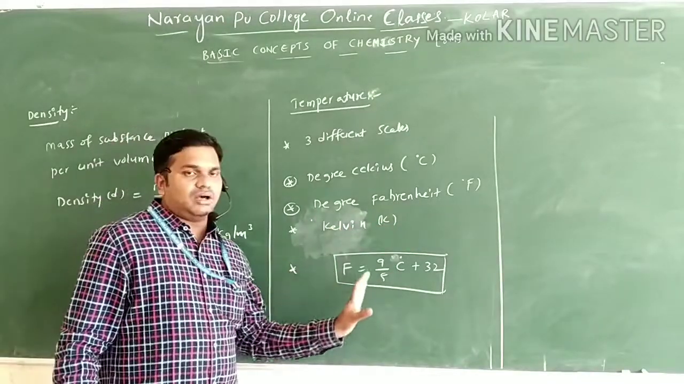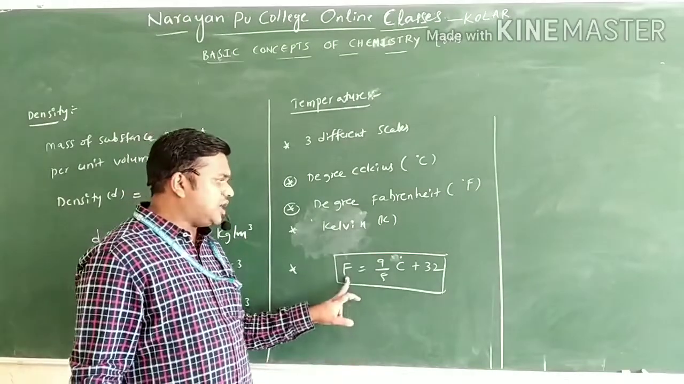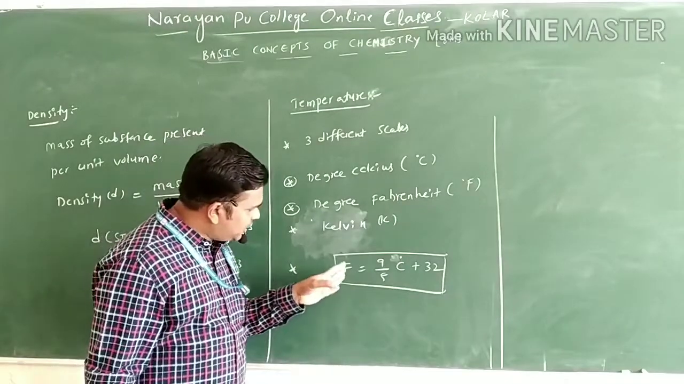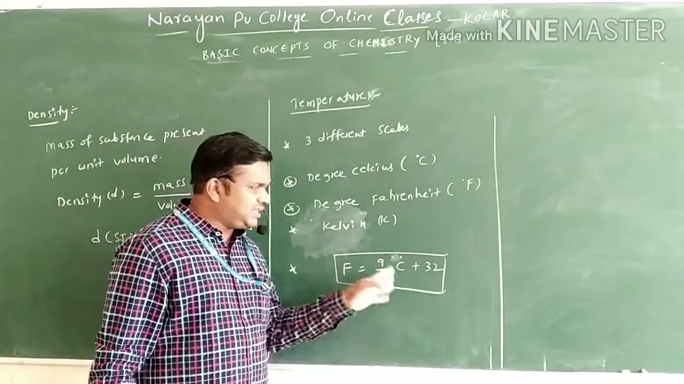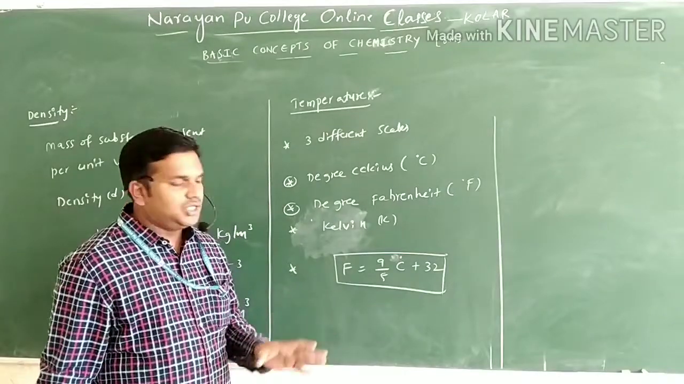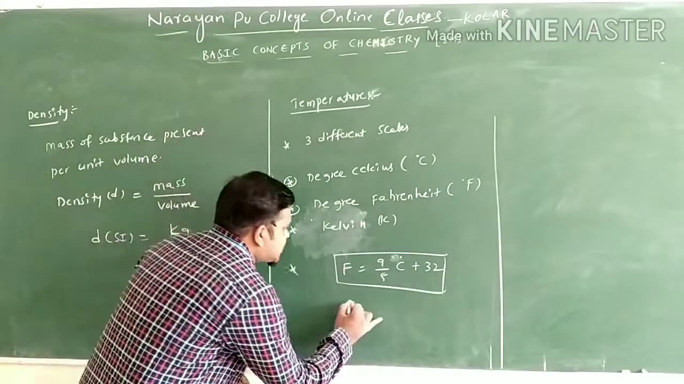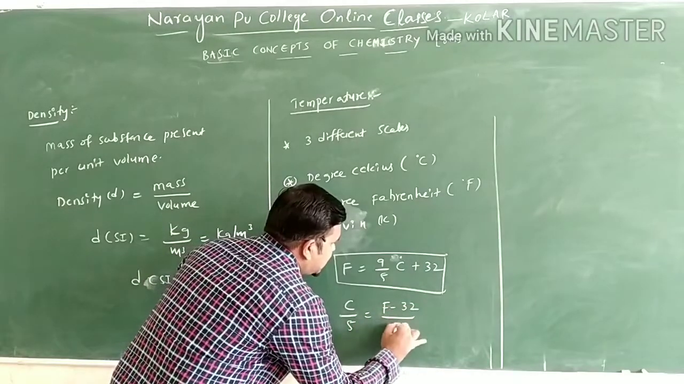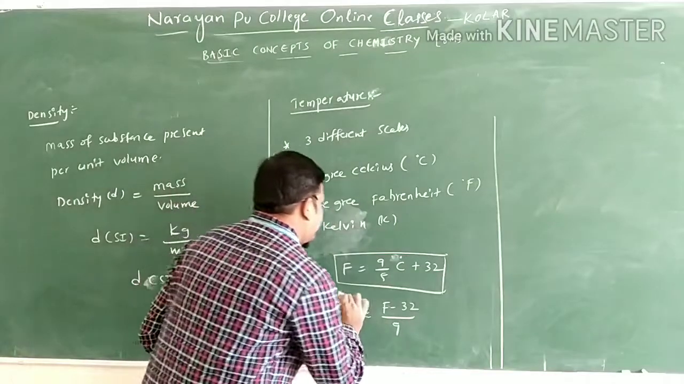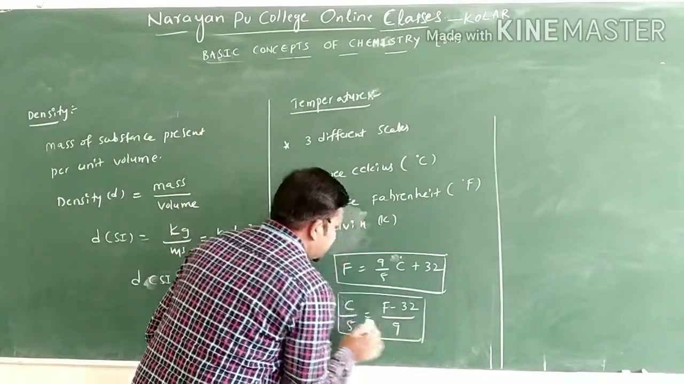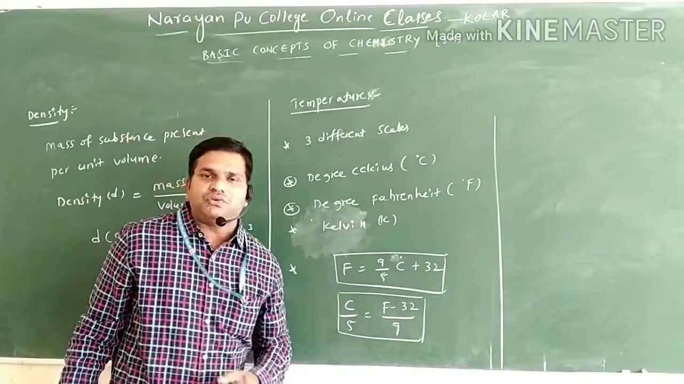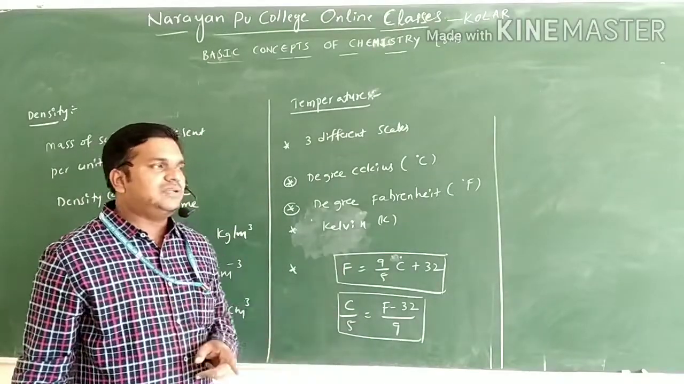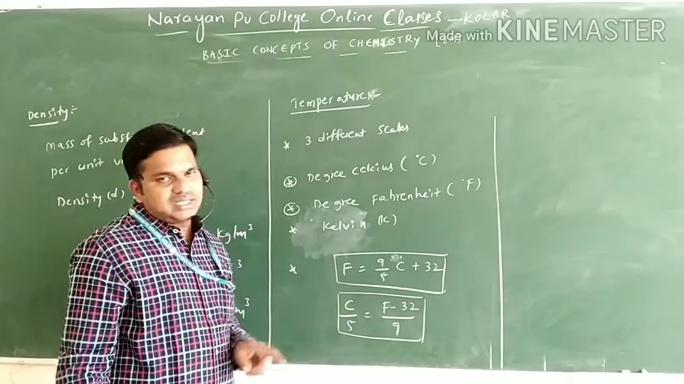These are the conversions from the Fahrenheit scale to the Celsius scale, or Celsius into Fahrenheit. What is the formula? F is equal to 9 by 5 Celsius plus 32. From this you can write one more formula: C by 5 is equal to F minus 32 by 9. Here C is degree Celsius and F is Fahrenheit. So these formulas are interconvertible.